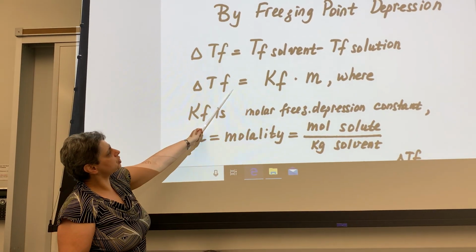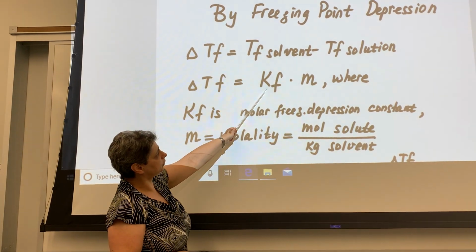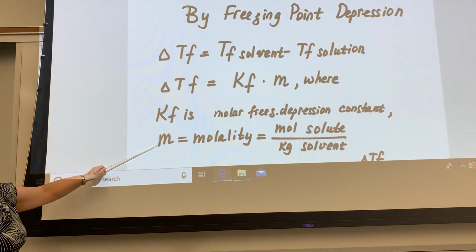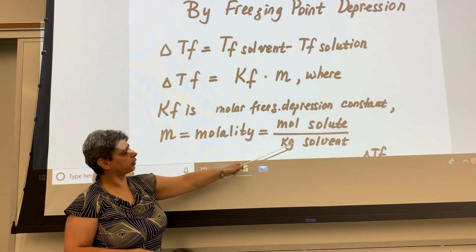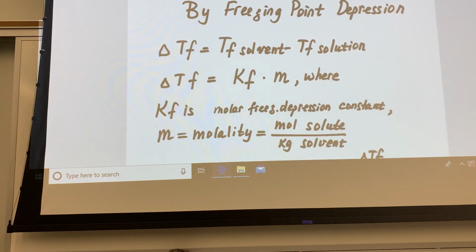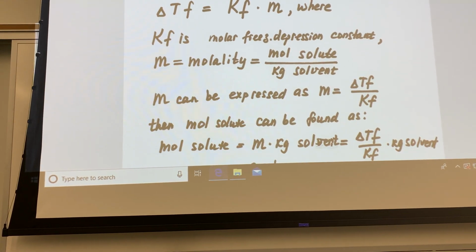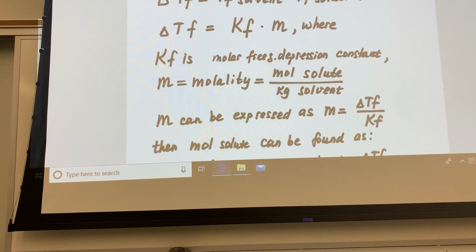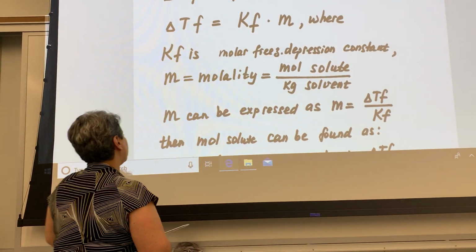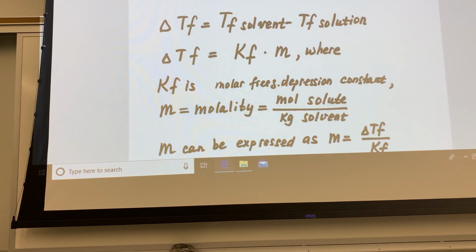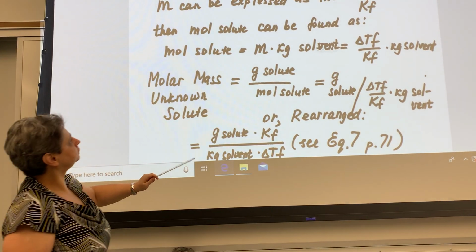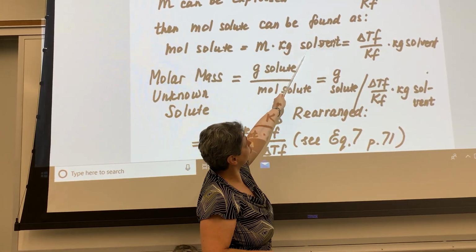The magnitude of freezing point depression is found as Kf, which is a constant for a given solvent, times molality. Molality, of course, is found as moles of solute per kilogram of solvent. Again, molality is not the same as molarity, so be sure to distinguish between the two. So molality can then be expressed as delta TF over Kf, and then moles of unknown solute can be found as molality times kilograms of solvent.